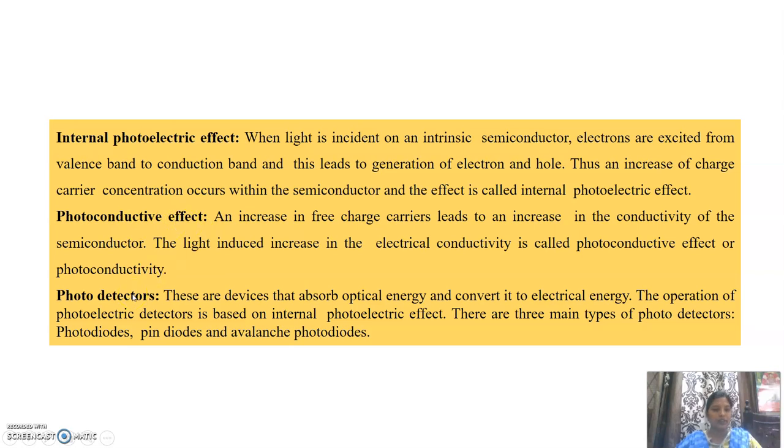Next, the topic is photodetectors. These are devices that absorb optical energy and convert it into electrical energy, and the principle of this detector is the internal photoelectric effect. We have three main types of photodetectors: photodiodes, PIN diodes and avalanche photodiodes.